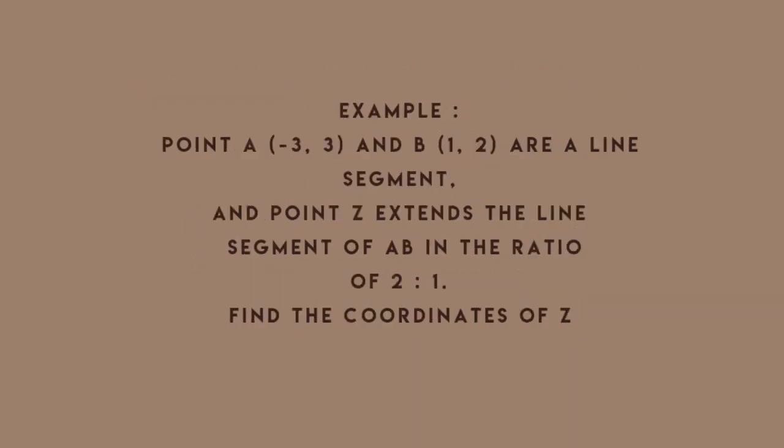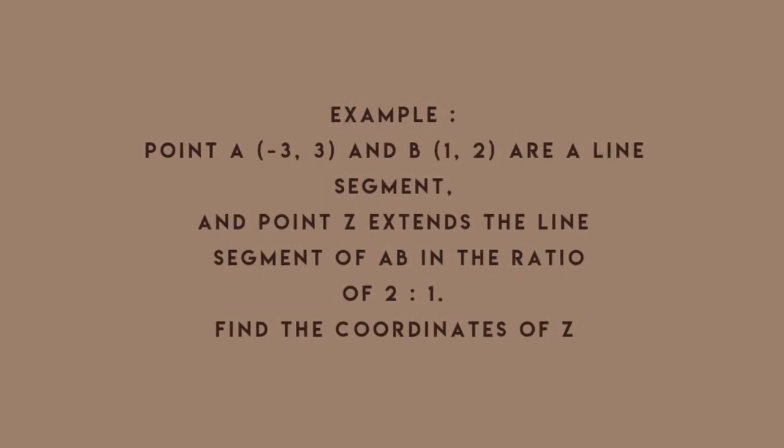For example, point A is negative 3, 3, while B is 1, 2. Or a line segment and point Z extends the line segment AB in the ratio of 2:1. Find the coordinates of B.